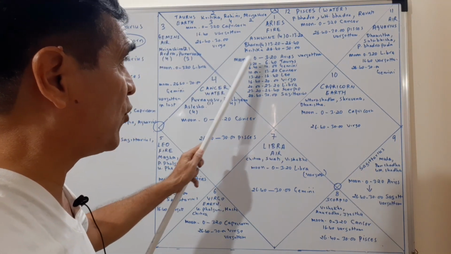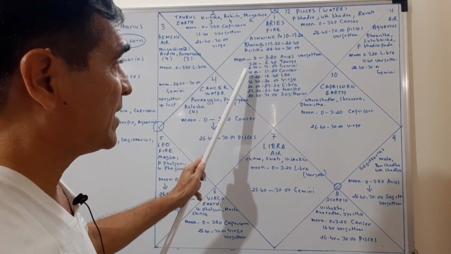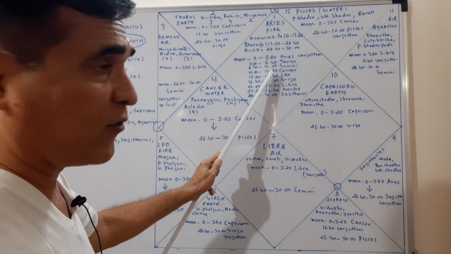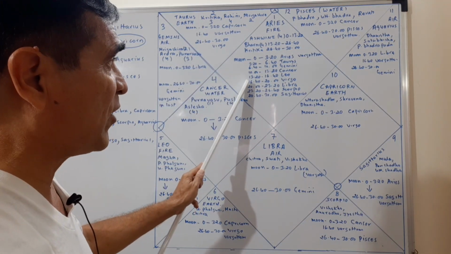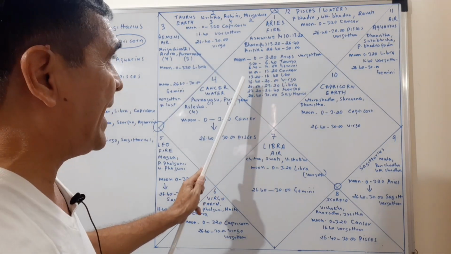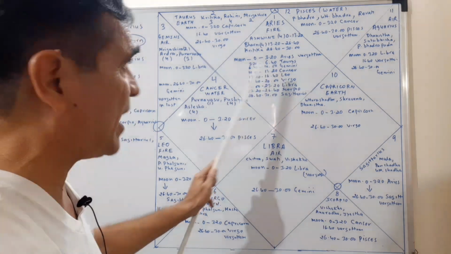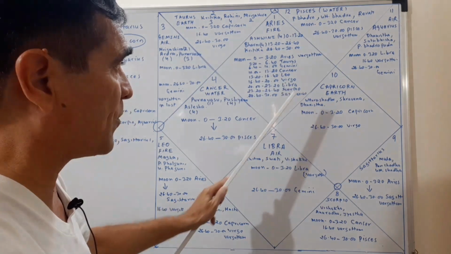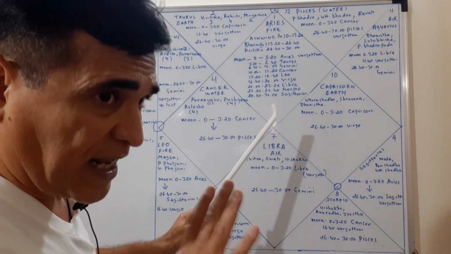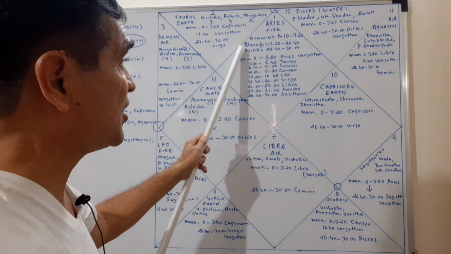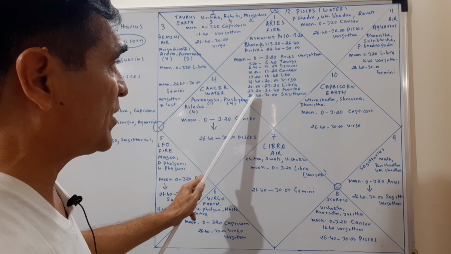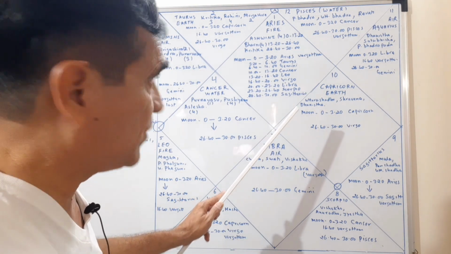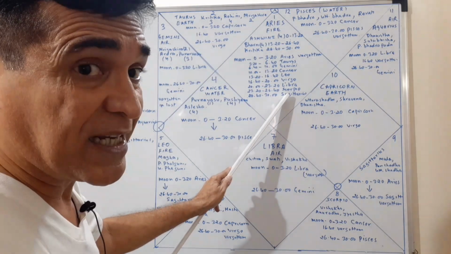Similarly, 6.40 to 10 is Gemini, 10 to 13.20 Cancer, 13.20 to 16.40 Leo, 16.40 to 20 Virgo, 20 to 23.20 will show Libra, and 23.20 to 26.40 will show Scorpio. And 26.40 is the last part. That means Kritika Nakshatra has come over here. So 26.40 to 30, the last sign is Sagittarius.